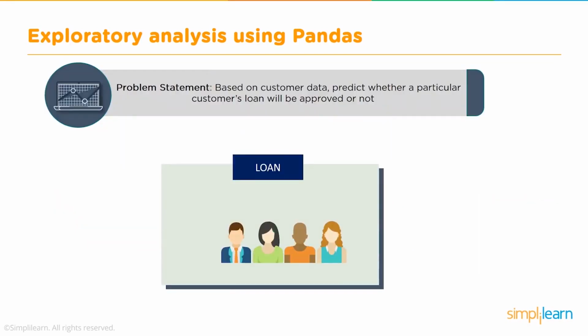Now that we have learned some of the basics of Pandas, let's take a quick look at how we use this in real life. Let's assume we have a situation where we have some customer data and we want to predict whether the customer's loan will be approved or not. We have some historical data about the loans and about the customers, and using that we will try to come up with a way to predict whether a loan will be approved or not. So let's see how we can do that.